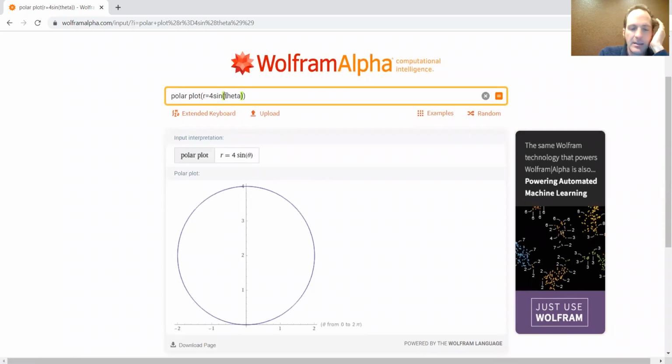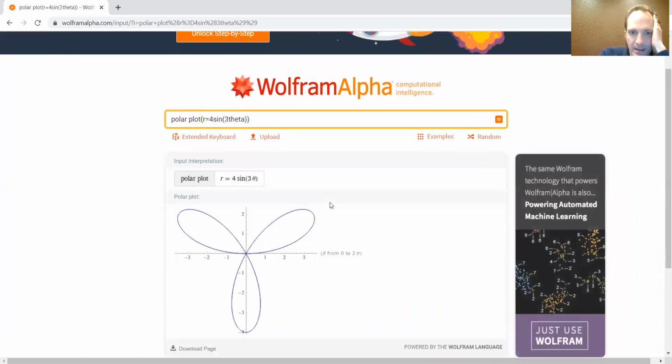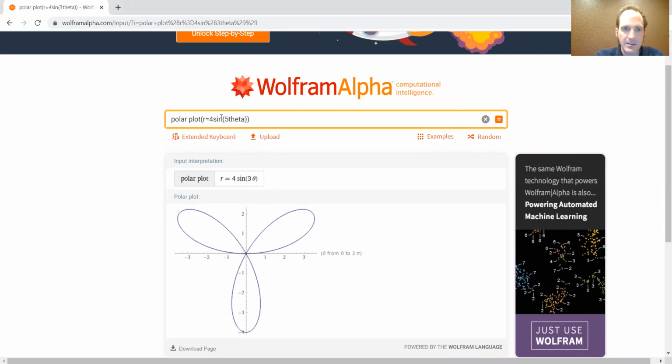And maybe we can put a 3 inside there, 4 sine of 3 theta. Now we've got something a little bit different. You can sort of see some strange stuff coming in here. This is kind of cool, right? So we have this nice flowery shape out of all of this. We can try anything else. So just get in there and try some stuff. I think that's a good way to do this.